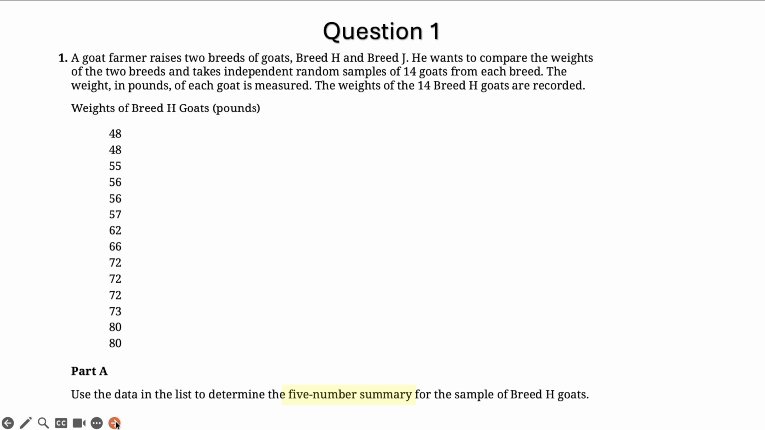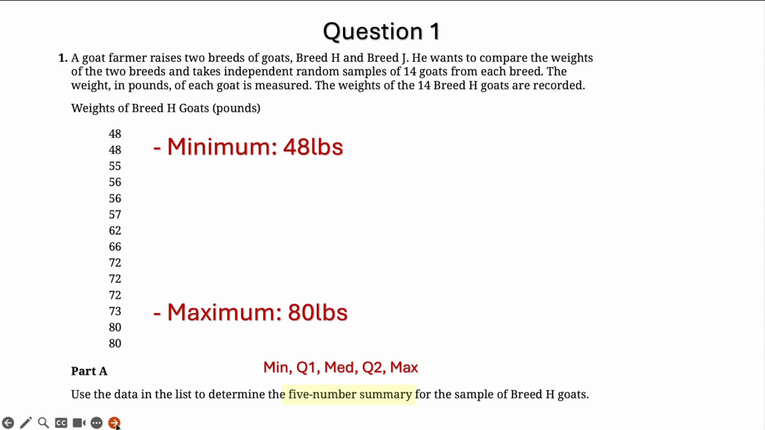So what is a 5-number summary? We need to find the minimum, Q1, median, Q3, and maximum of these data values. First, make sure all the data values are in ascending order, which they are in this case. Our minimum and maximum are going to be very straightforward. Find the least value, which is 48 lbs, your minimum, and the maximum is 80.